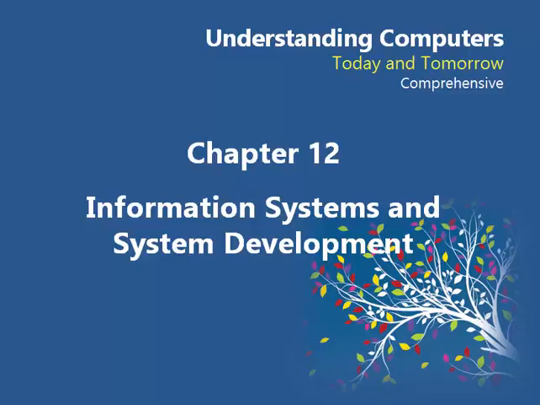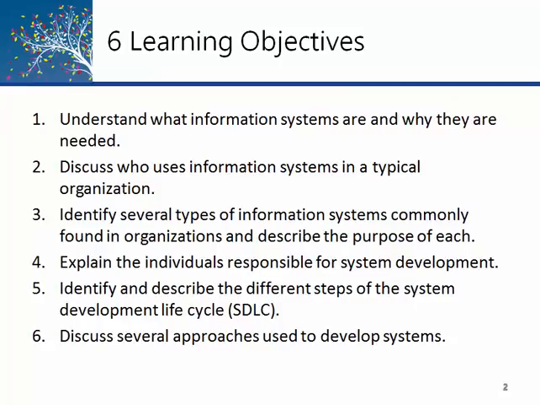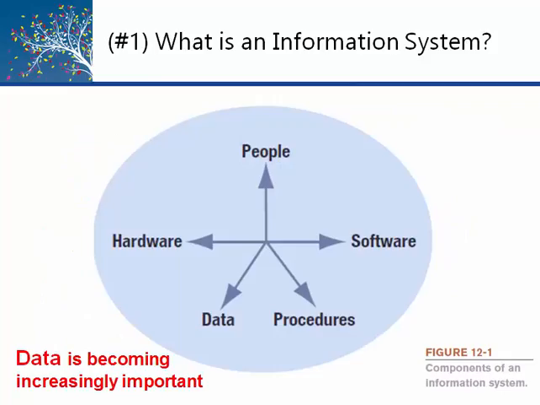We're going to discuss chapter 12, Information Systems and System Development. There are 6 learning objectives in this chapter, and we will touch on all 6 of these in our presentation here. So the first one is understanding what information systems are and what's needed. So the first learning objective is, what is an information system?